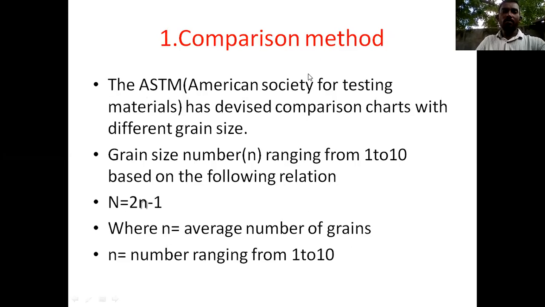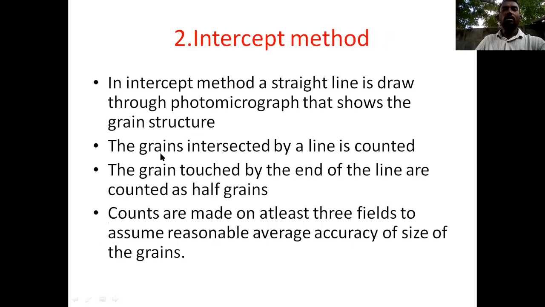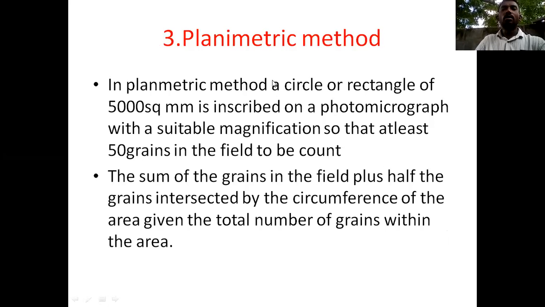In the comparison method we can use the formula N equals 2 power n minus 1. By using the standard formula, we can find the grains. Second one is we draw a straight line, and then find the number of grains. Third one is we draw a circle, and based on that circle we find the number of grains.